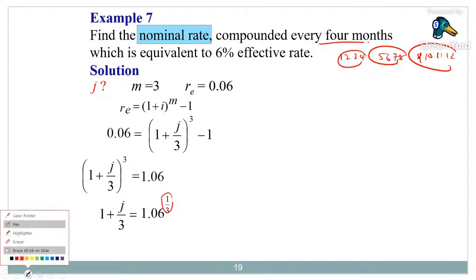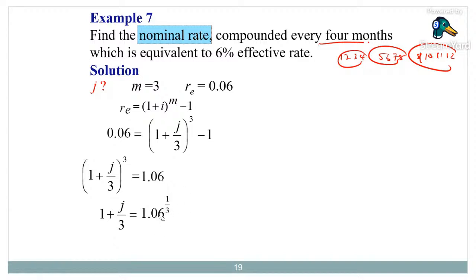Okay. So you akan dapat nilai lah kat belah kanan. So rearrange supaya J jadi perkara rumus. So you kena tolak 1, dah dapat tu tolak 1 and then darab dengan 3. So you akan dapat jawapan J sama dengan 0.0588. So dia adalah sama dengan 5.88%. So the nominal rate is 5.88% compounded every 4 months. Okay.